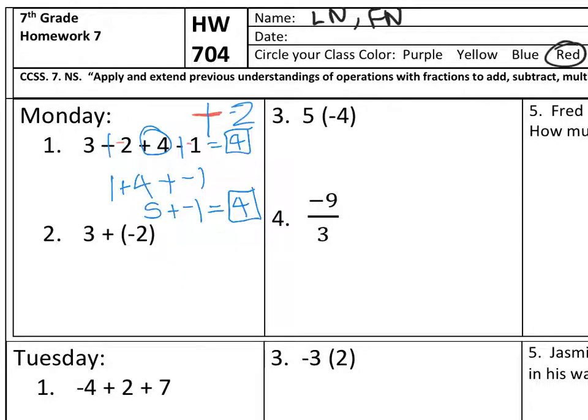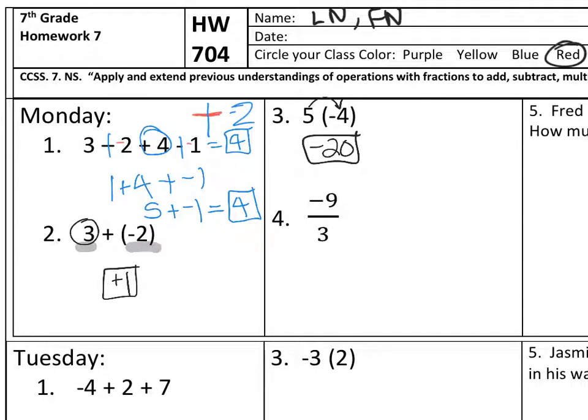Number 2, we already have addition, so we can solve this quickly. 3 plus negative 2. They're different signs, and remember, different signs subtract. 3 minus 2 is 1. Keep the sign of the bigger number. The bigger number is positive, so it's positive 1. Number 3, 5 times negative 4 is negative 20.